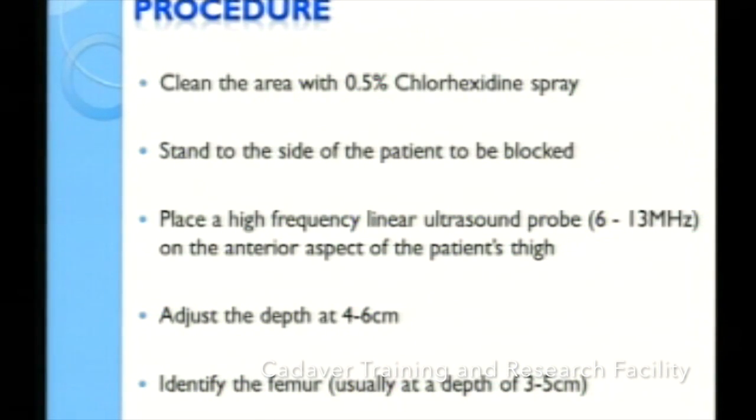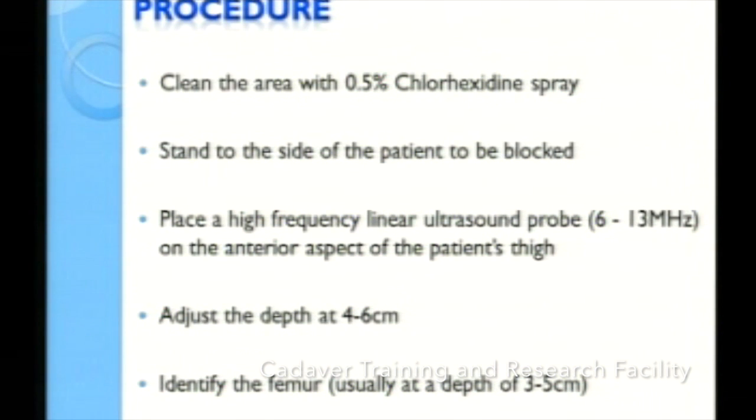Then clean the area with chlorhexidine, stand on the side of the patient to be blocked, and keep the ultrasound machine on the opposite side, facing the screen on your side. Place a high frequency linear probe on the anterior aspect of the patient's thigh. Adjust the depth of your survey to 4 to 6 centimeter.